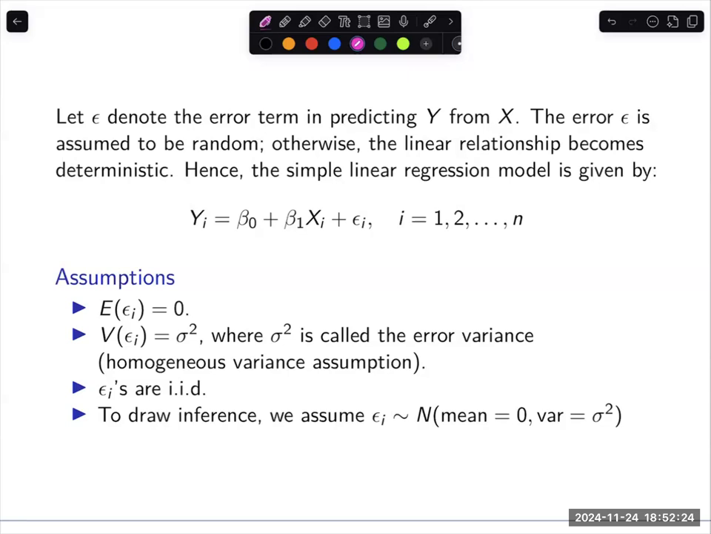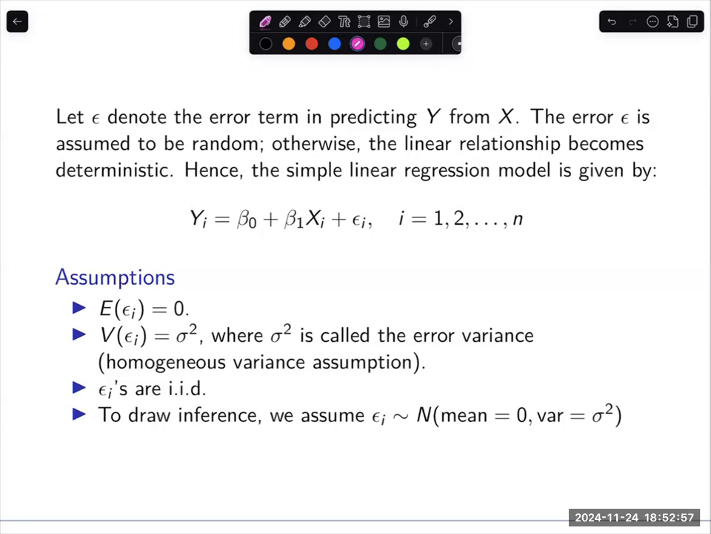That's why the second assumption is also called the homogeneous variance assumption, which means the variance is homogeneous across all the observations. The third one would be that the epsilon i are independent and identically distributed. That means no two observations are going to have correlated random errors.